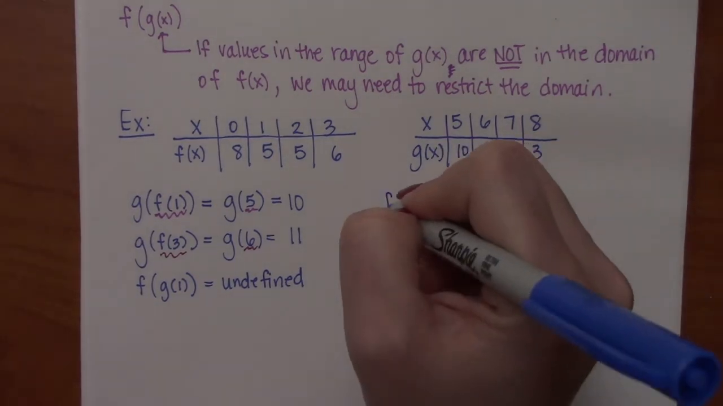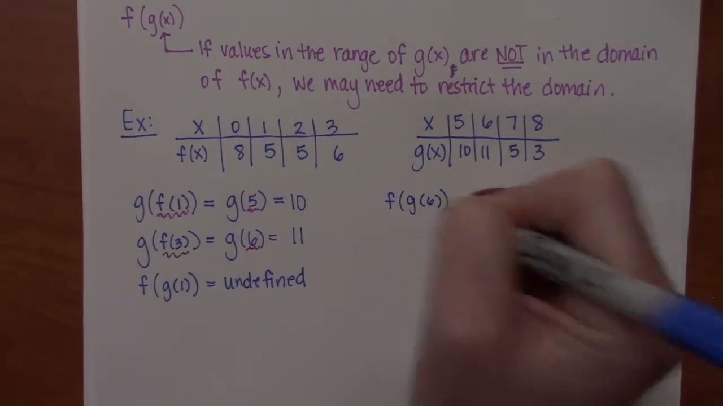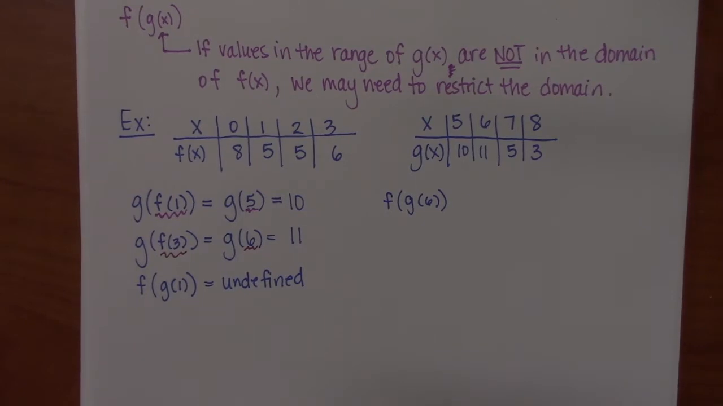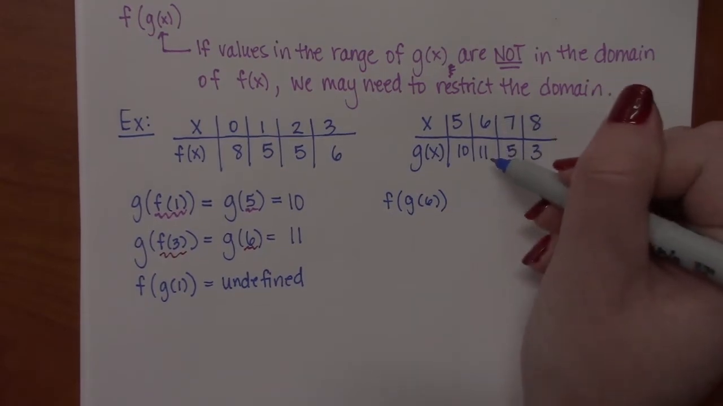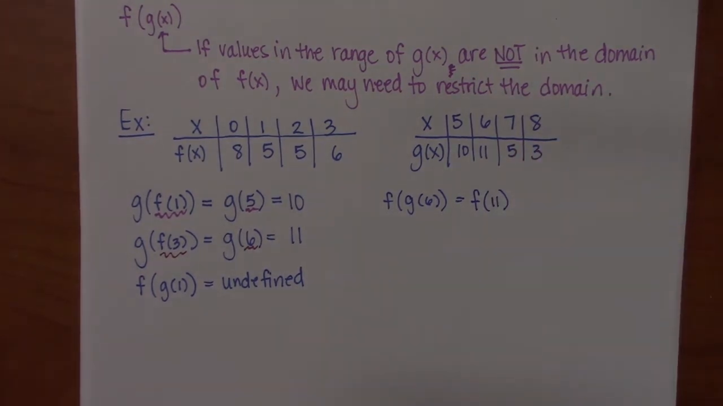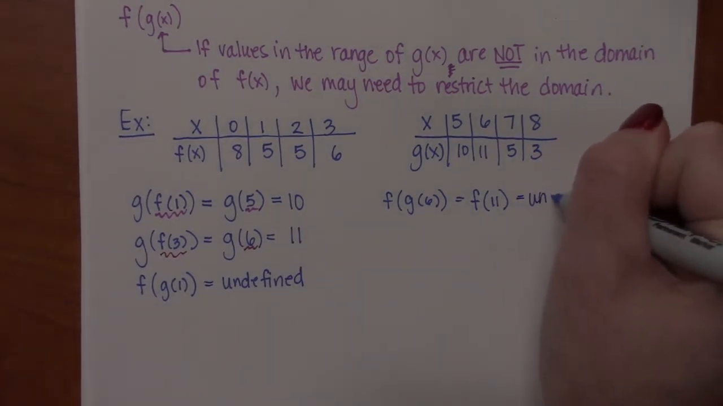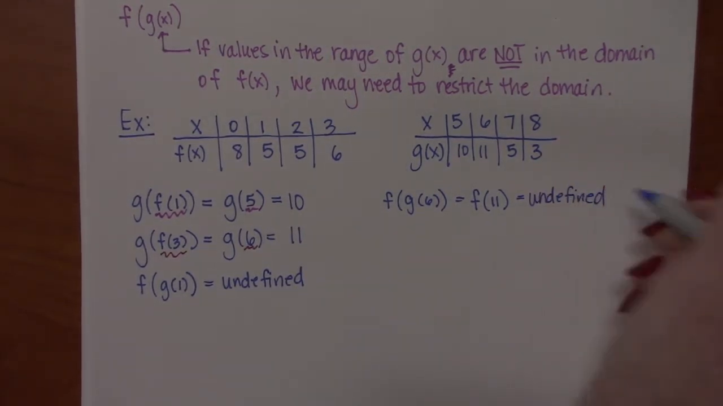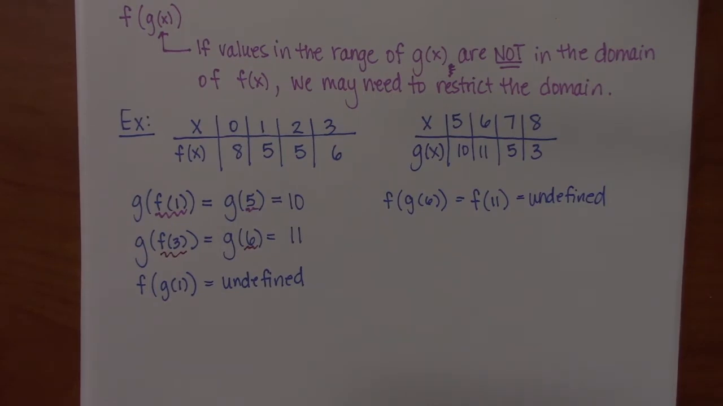All right, but if we want to find f of g of 6, we can go over and we see that g of 6 is 11, so we do get a y value out. So now it's saying, well, find f of 11. Well, when you go back over to the f of x table, there is no x value for 11. So this is also going to be undefined.